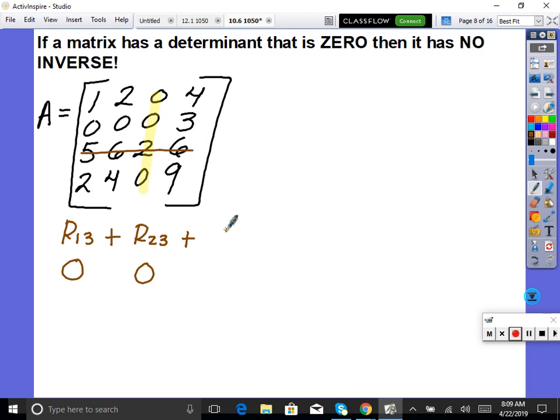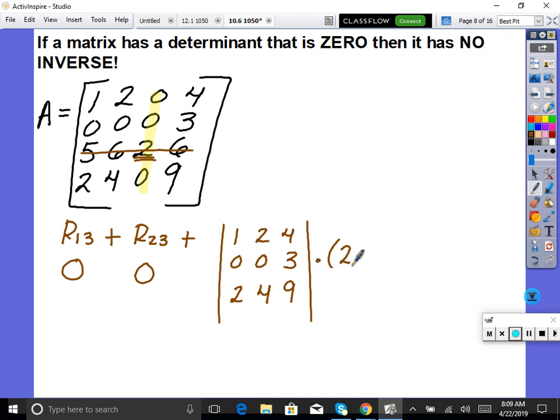So our determinant is 1, 2, 4, 0, 0, 3, then 2, 4, 9. Then we're going to times by our constant of the intersection point, which is 2, times by negative 1, raised to, this is the row 3, column 3, isn't it? So that would be 6. Now then we have plus, we're deleting row 4, column 3. Isn't our constant going to be 0? So the only one we have to calculate, do you guys see, is this one.